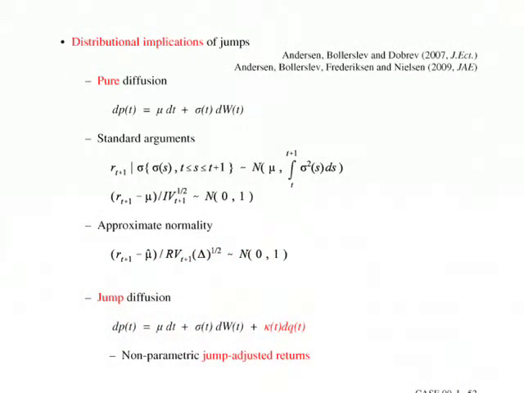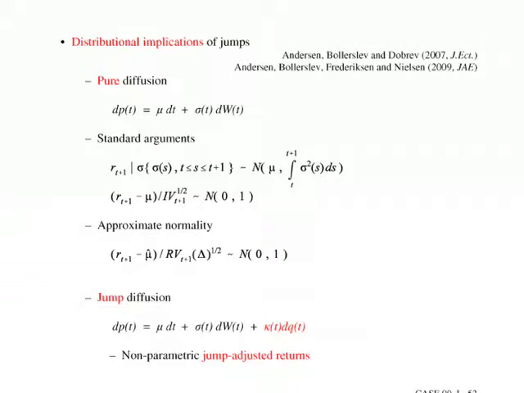Another thing about jumps, let me highlight this. I know this is fast, there are a lot of things up here, but I want to highlight a lot of the things that are going on, just to give you a taste of some of these things. Another thing about jumps is that they also have distinct distributional implications for things like the standardized returns. One of the things I said before was that if I looked at the returns standardized by the realized volatility, I got something that looks approximately normal.